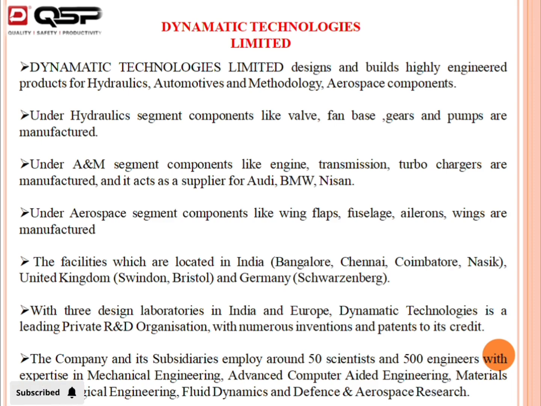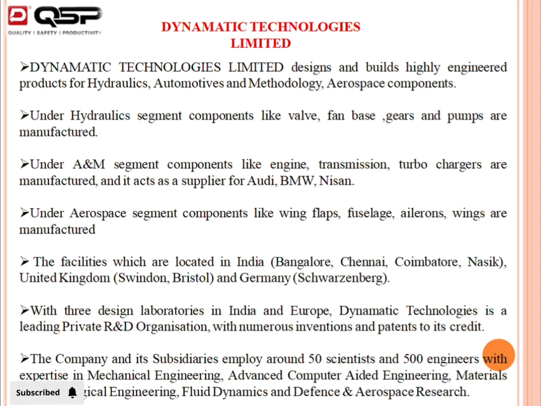Under aerospace segments, there are three projects: Airbus A330 project, Bell 407 project, Boeing Chinook project. Under aerospace segments, components like wing flaps, fuselage, ailerons, wings are manufactured. The facilities located in India are Bangalore, Chennai, Coimbatore, Nasik. In United Kingdom, Swindon, Bristol, and in Germany, Schwarzenberg.